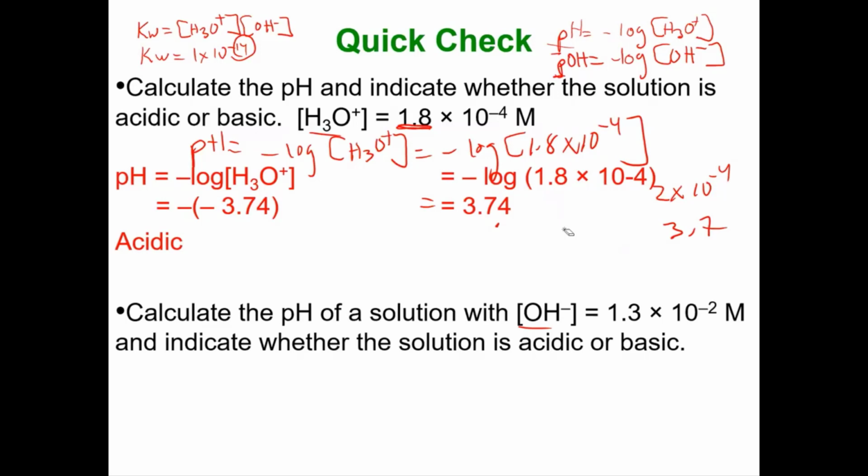Now for this one, what could we do to get the pH? So to get the pH, we know it's negative log hydronium. How could I get the hydronium concentration? What could I use to get the hydronium concentration? And so how could I get this from this?